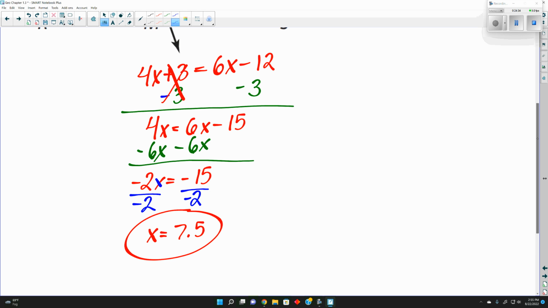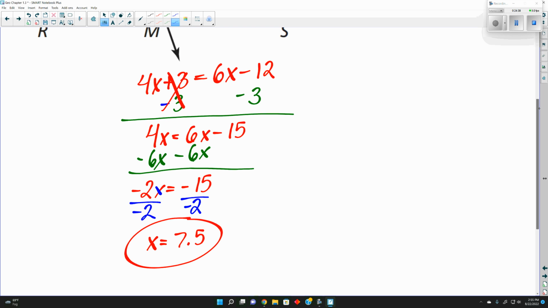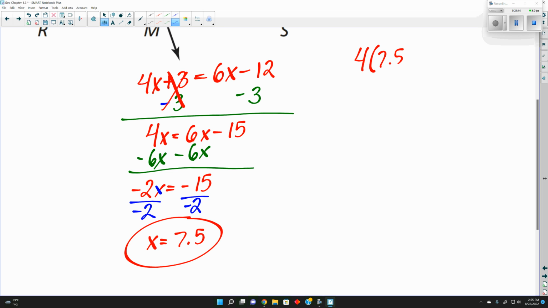We'll finish them tomorrow. So what do we need to do next? We need to plug 7.5 back in, yes? So we can do 4 times 7.5, plus 3. And again, at this point here, we can plug this into the calculator. We don't have to do this by hand.